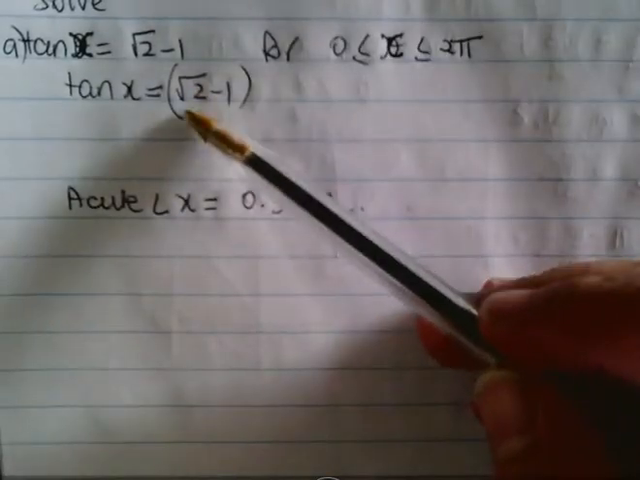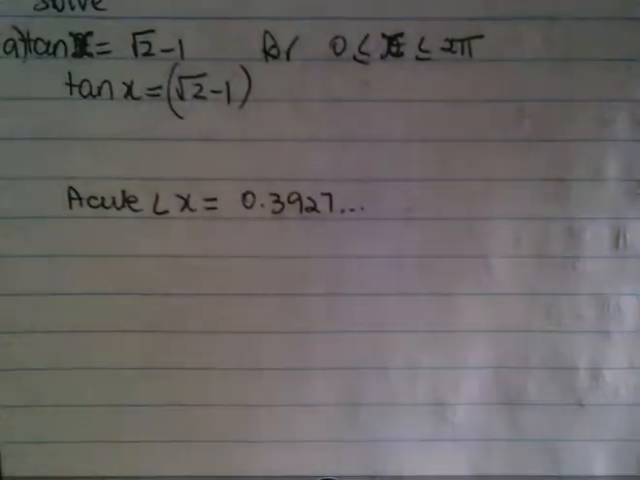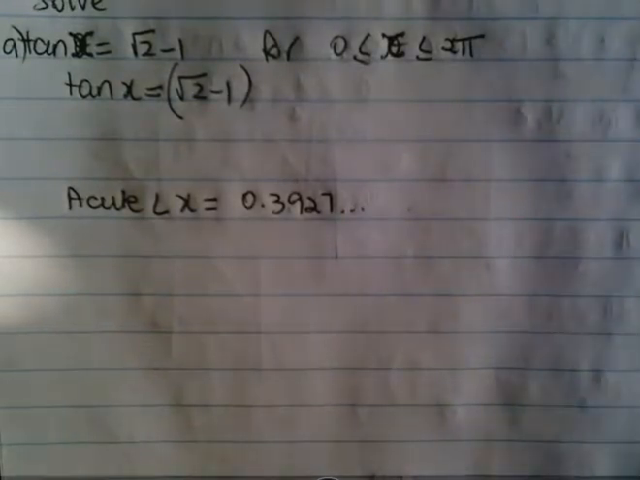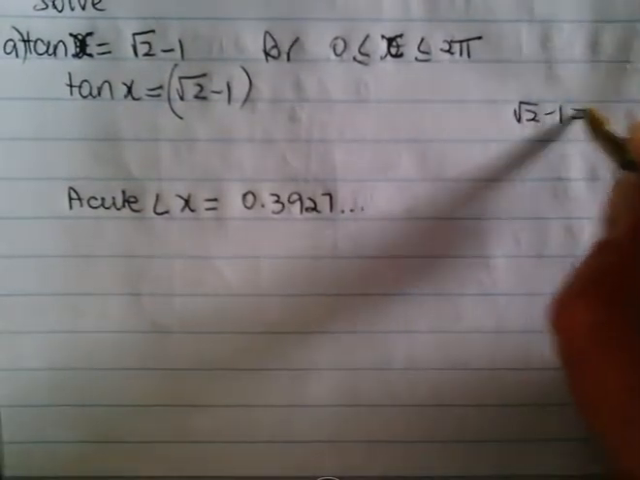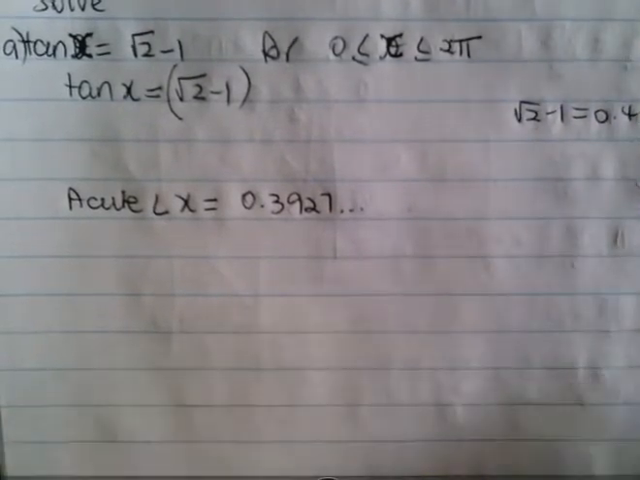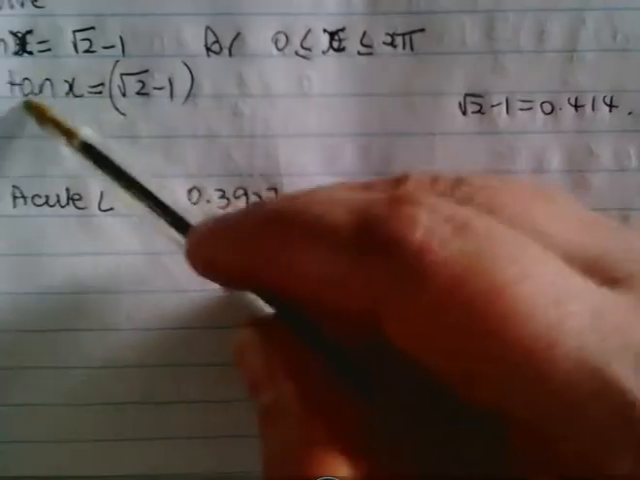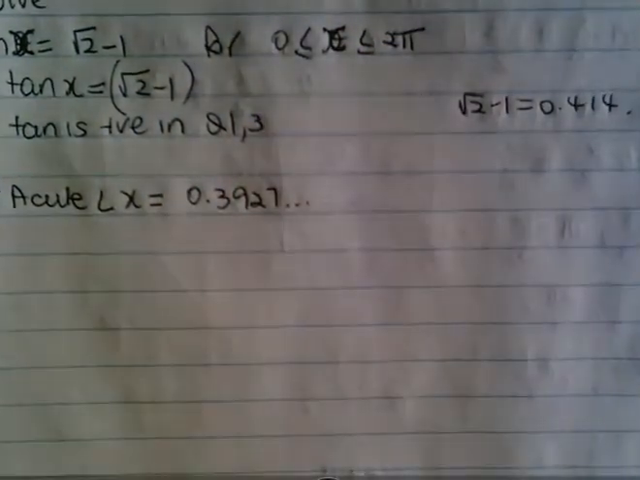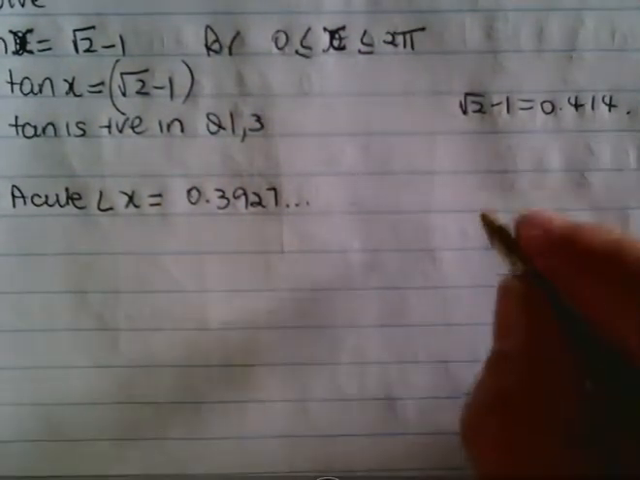The other thing is, if you just look at √2 minus 1 on your calculator and what it's equivalent to, you can see what quadrants we're in. So the actual value for root 2 minus 1 is 0.414. So it's positive, in other words. So tan of something is positive. So that gives us our quadrants. So tan is positive in quadrants 1 and 3. Okay? So my acute angle x is that.